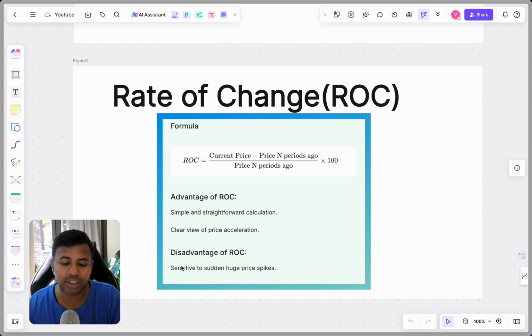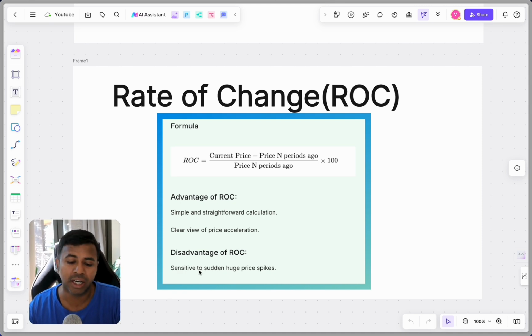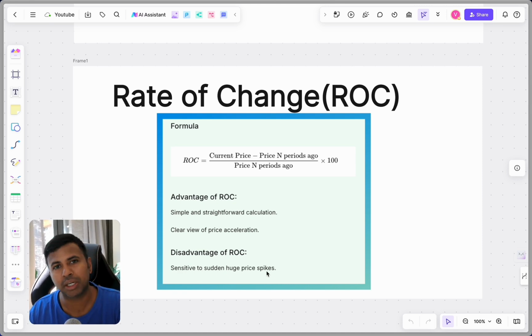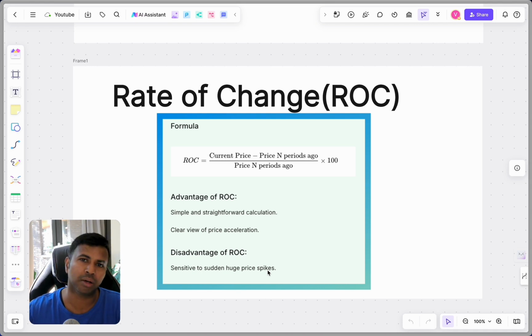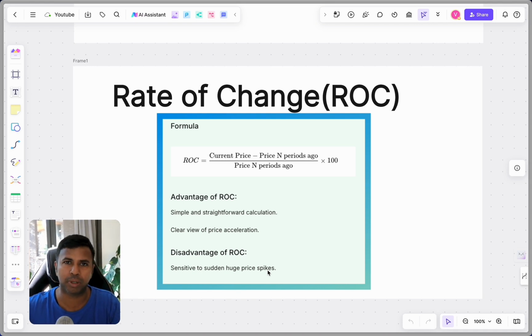The disadvantage of ROC is that it can be very sensitive to sudden price hikes, like with very volatile stocks. When there are quarterly results and the stock price suddenly jumps up, there will be a sudden increase in the rate of change value, because the price has quickly changed when there is a gap up. Or when there's an earnings update and the stock gaps up a lot, like 10% or 5%, there can be a sudden increase. We call this sensitiveness. So ROC is very sensitive to sudden price increases.